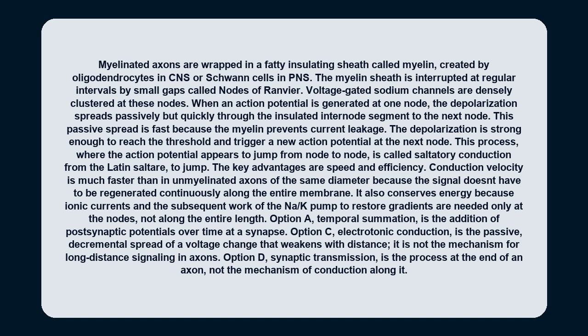Option A, temporal summation, is the addition of postsynaptic potentials over time at a synapse. Option C, electrotonic conduction, is the passive, decremental spread of a voltage change that weakens with distance. It is not the mechanism for long-distance signaling in axons. Option D, synaptic transmission, is the process at the end of an axon, not the mechanism of conduction along it.